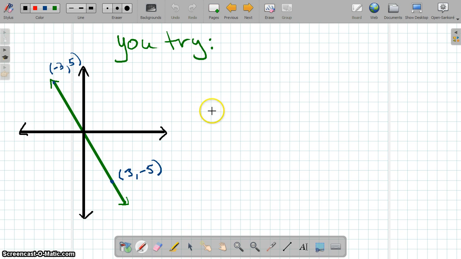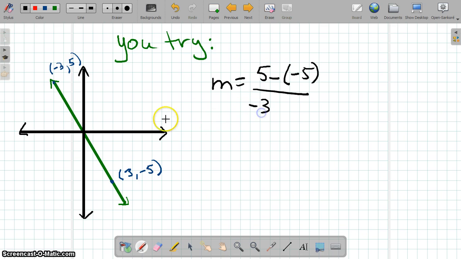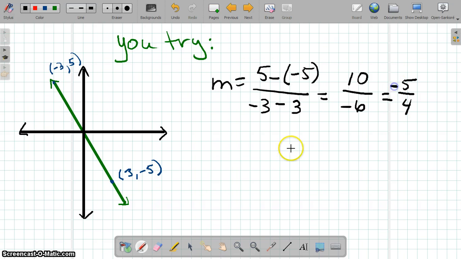Okay, hopefully when you calculated the slope, either you counted it or you did the subtraction. So I'm going to do the difference in y's, which is 5 minus a negative 5 over difference in x's, 3 minus a 3. So we get, change the sign now, we got 10 over a negative 6. Now if you were to reduce this, you would get 5/3, and then don't forget your negative out front.